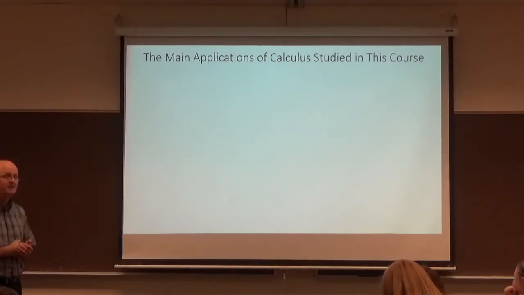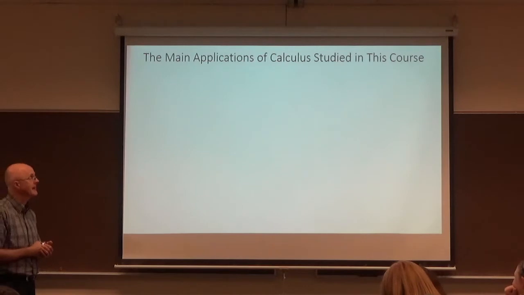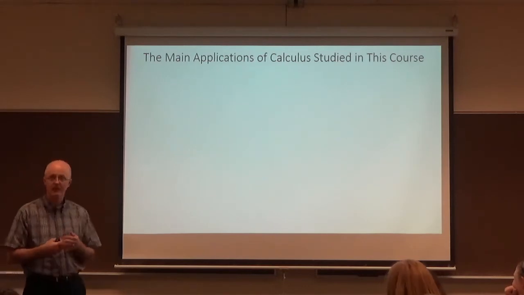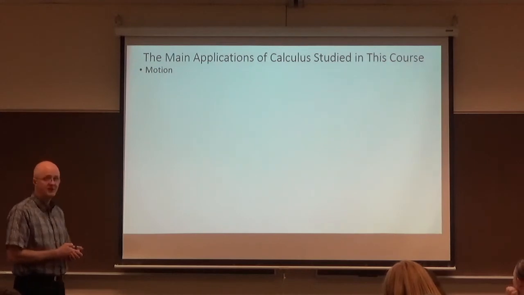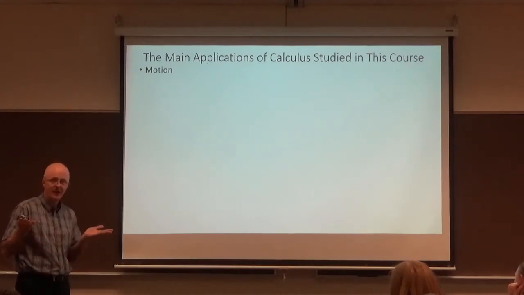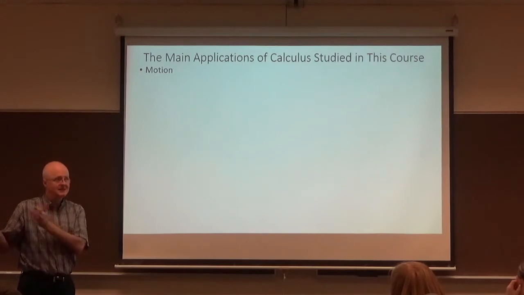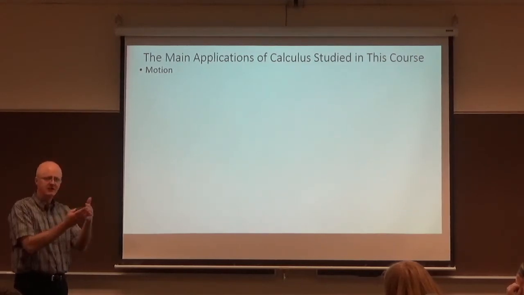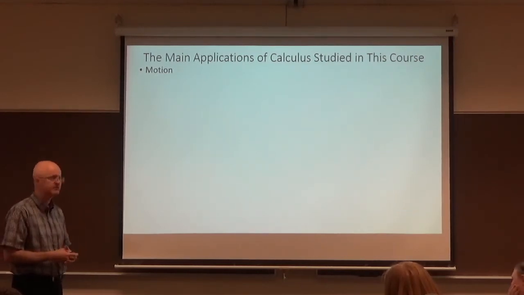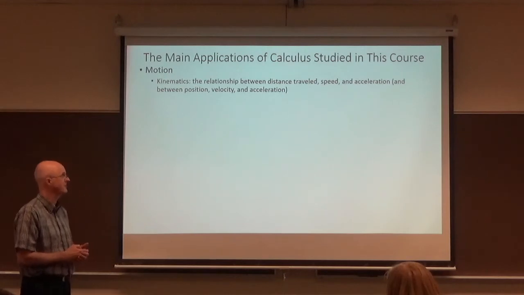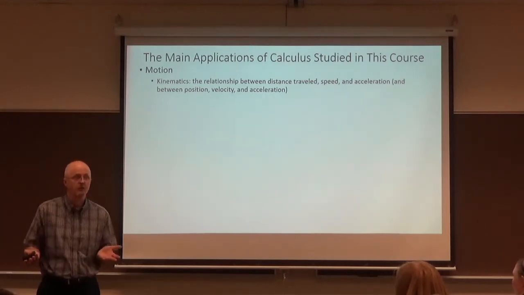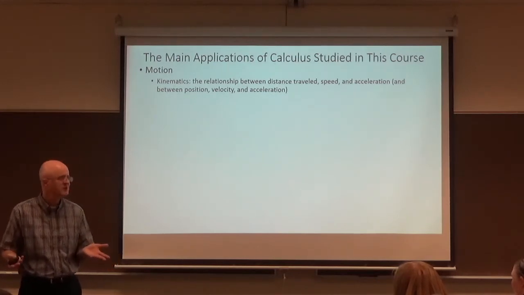All right, let's review the main applications that we study in this course, talk about what we've done so far and where we're going. Motion, we're going to talk about motion today. That's our main topic today. Distance traveled and speed, position and velocity, relationship to derivatives is the main topic. In motion, there's a subject called kinematics, which is just describing motion. Essentially, that's what we're doing so far. We're just describing motion with functions. We're not really fully understanding motion.